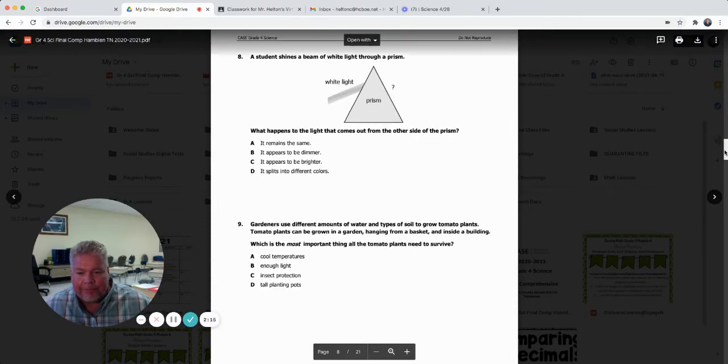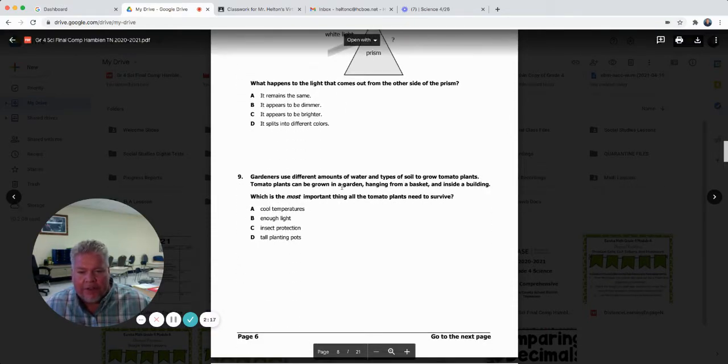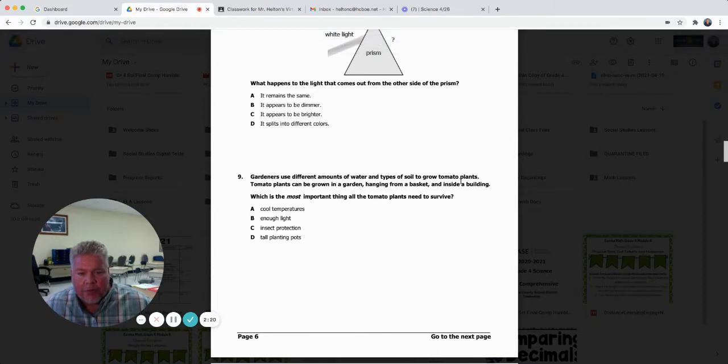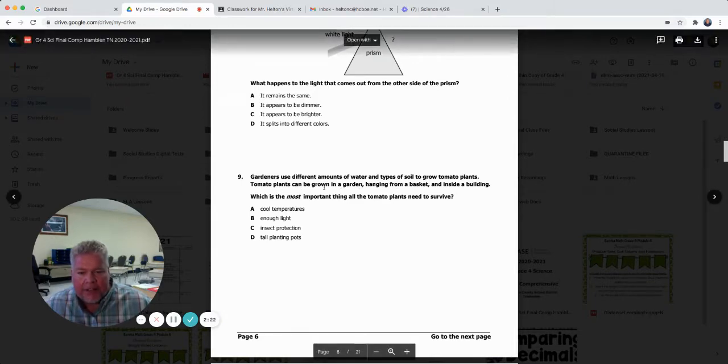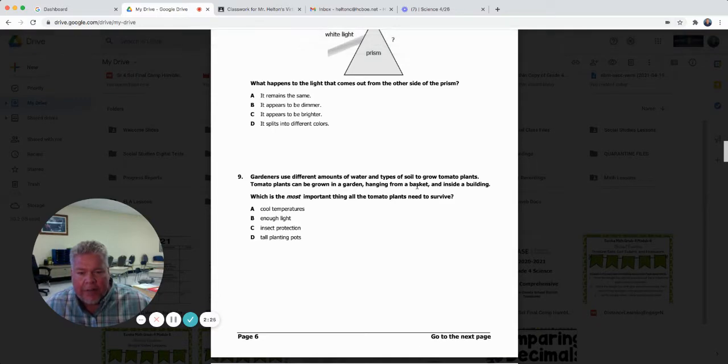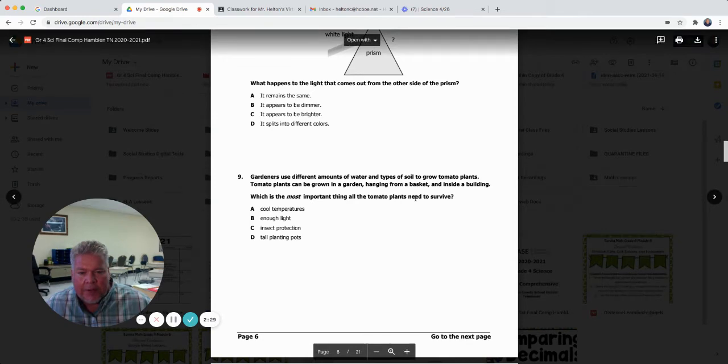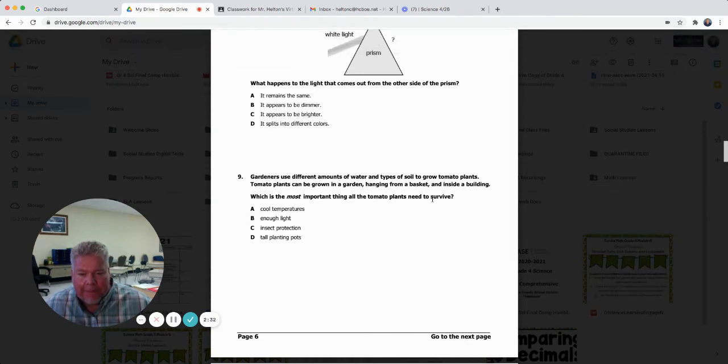Number 9. Gardeners use different amounts of water and types of soil to grow tomato plants. Tomato plants can be grown in a garden, hanging from a basket, and inside a building. What is the most important thing all the tomato plants need to survive? Okay, so where they're using different amounts of water, different types of soil, they can grow in a garden, hanging in a basket, or inside a building. So what's the most important thing all the tomato plants need to survive? Is it cool temperatures, enough light, insect protection, tall planting pots?